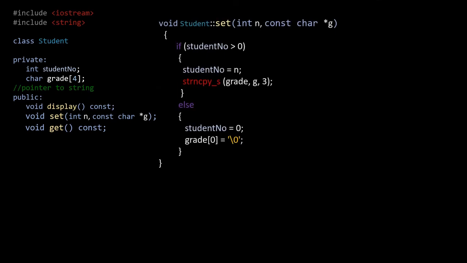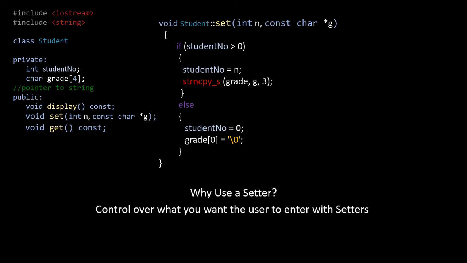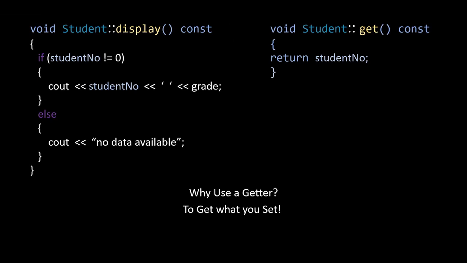Another feature of a modifier function, or setter, is that it can be used for validating a user's input, as seen here in the if-else statement. Why bother with a mutator? It's for an extra measure of control over the user's input. Why use a getter? To get what you set. And lastly, to create a read-only function.